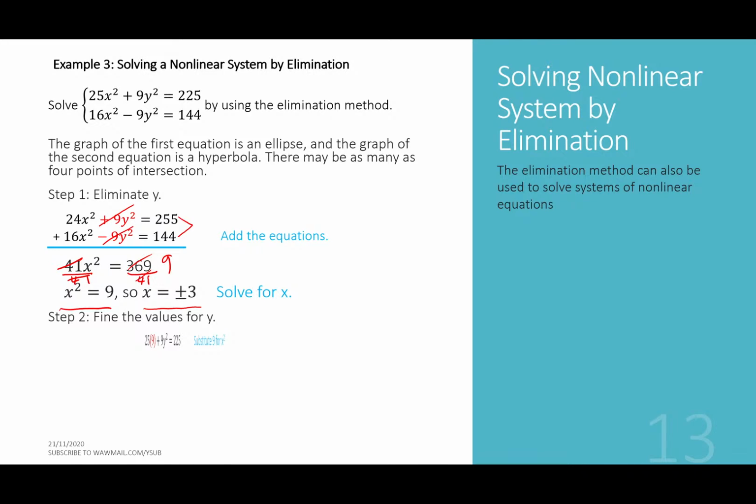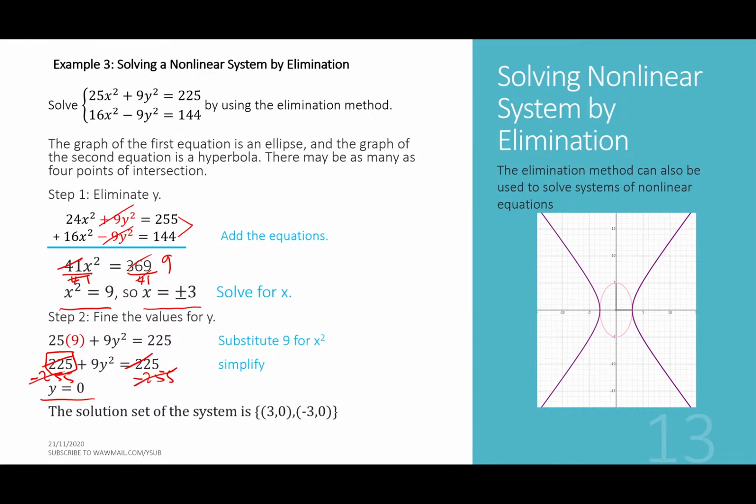If you notice, the result will be 255 plus 9y square equals 255. If we remove 255 from here and 255 from here, we will get 9y square equals 0, which means that y is equal to 0. So the solution set is 3 and 0 and minus 3 and 0, and when you draw you can find that this is correct. This is 3 and 0, and this is, sorry, minus 3 and 0.